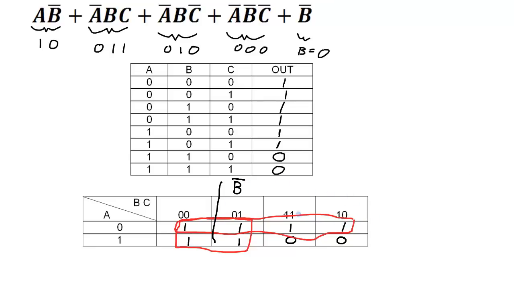Now, what about this big box here? Well, we can see it spans all the columns, so B and C are changing as we go from box to box. However, A stays the same and A is equal to 0. So that grouping is not A. And the last step is to take the values of each of the groupings and OR them together. So in this case, the simplification will be not A or not B. And there's the final answer.